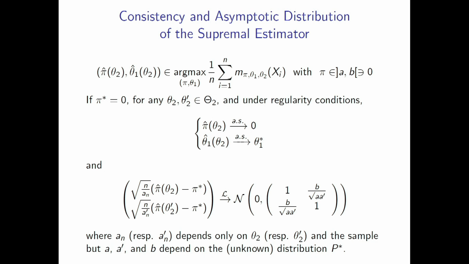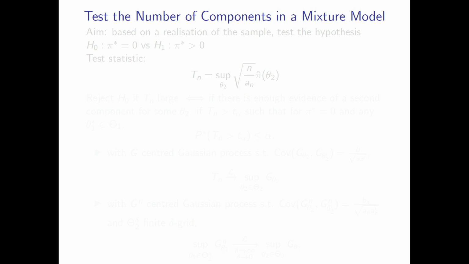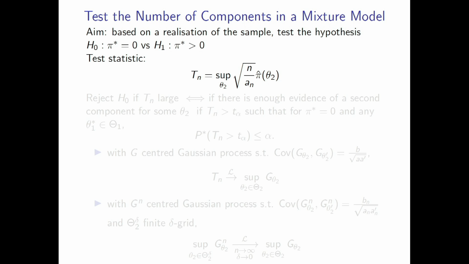We needed to have the covariance matrix. We'll understand why later. So this is our main theoretical result, and we want now to use this to test the number of components in a mixture, which is a very common problem, and which is not an easy problem. And we want to see what we can do with this approach.